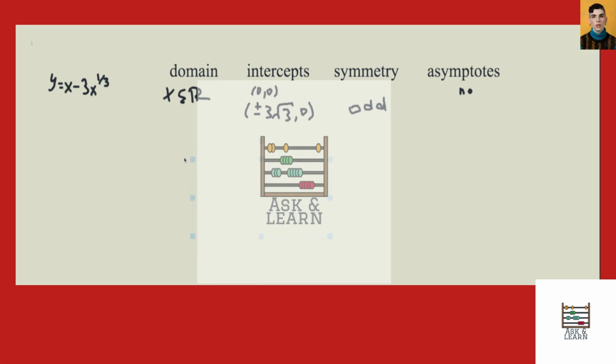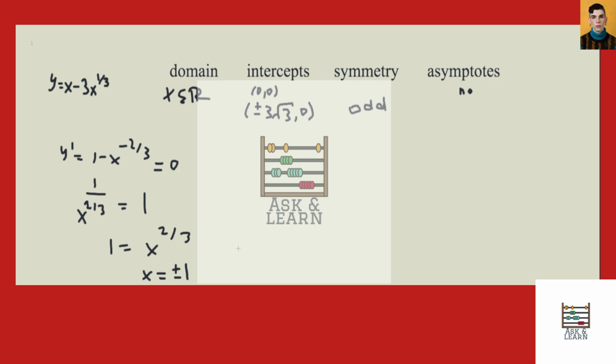And now, to find the increasing and decreasing values, we find the first derivative. So the first derivative is y prime equals 1 minus x to the negative 2/3. And if we set that to 0 to find the critical points, we have 1 over x to the power of 2/3 equals 1, or 1 equals x to the power of 2/3. So x is plus or minus 1. So that's our critical points.